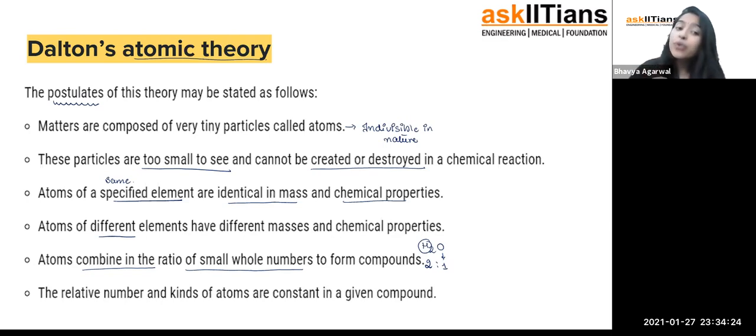Then he said the relative number and kinds of atoms are constant in a given compound. So if you talk about a particular compound like water, in water, the relative number and the kinds of atoms, so kinds of atom are hydrogen and oxygen, and their number is 2 hydrogen atoms, 1 oxygen atom. So that number and the kind of atoms remain constant in a given compound. Now that also makes sense.